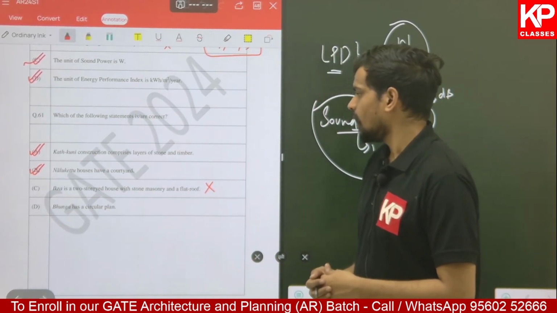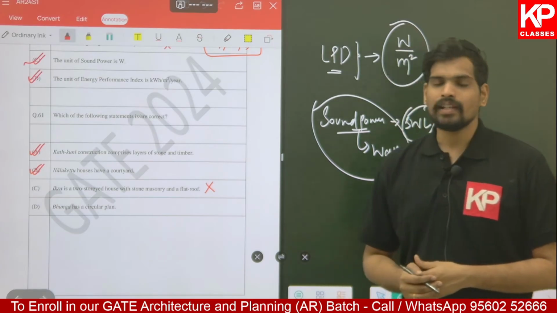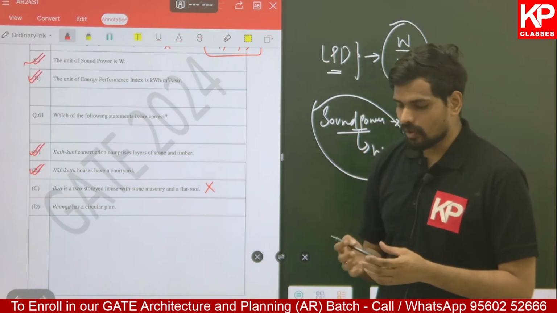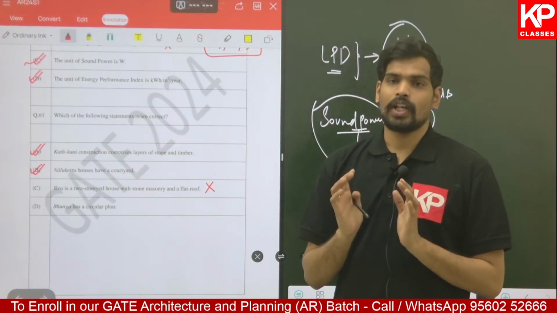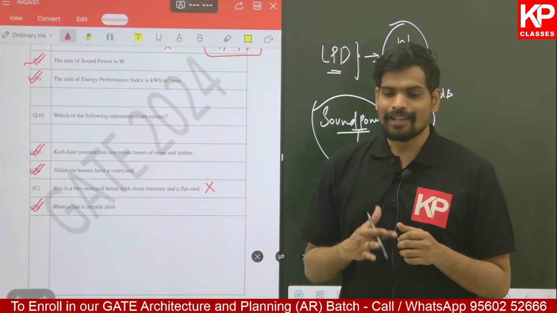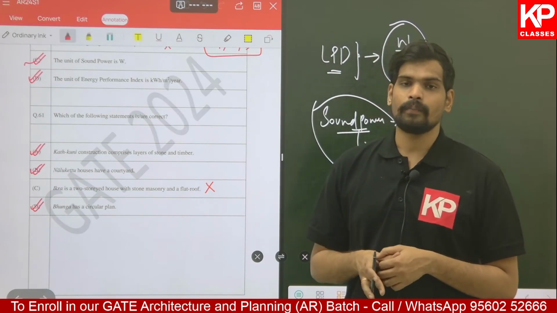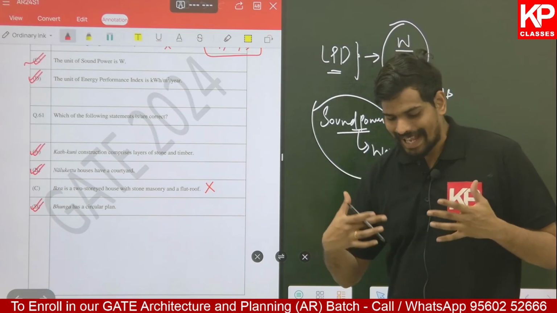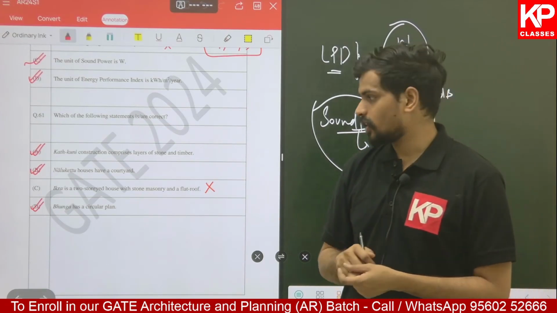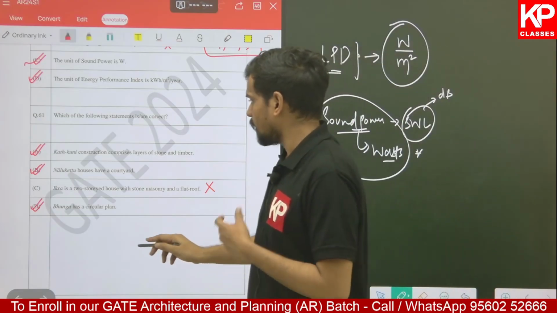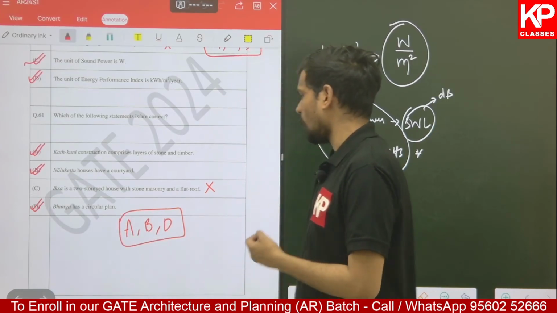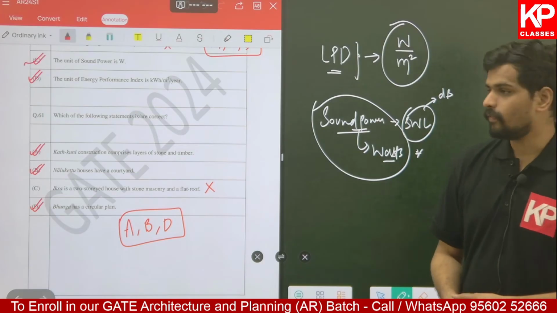The last statement, Bhunga has a circular plan. Bhunga is a type of vernacular architecture seen in the Kutch region of Gujarat, where you have thatch-based roofs and mud walls of circular shape. The circular shape is mainly a climate responsive feature which has been efficient in blocking the winds, the sandy winds of that particular region, and it is also known for its earthquake resistant features. So A, B and D are the correct options in this question. That is question number 61.